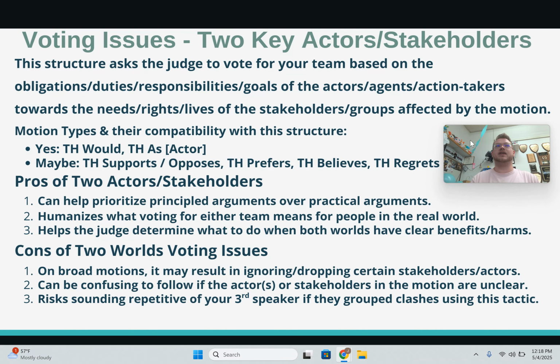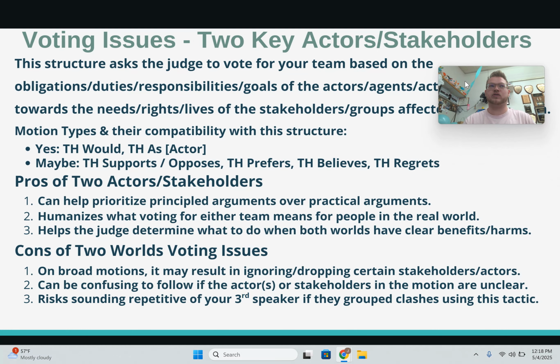So a lot of the times this looks like maybe your first voting issue is about governments and your second voting issue is about citizens, or your first voting issue is about schools and your second voting issue is about students, right? So who is taking the action in the motion and who is being affected by the action in the motion. So this works really well on this House would and this House as actor motions, and it can work on the other types of motions, but you have to make sure that there are clear actors and clear stakeholders. The advantages of this structure are that it can help you prioritize principled arguments over practical arguments, and it can humanize what voting for either team means for people in the real world.